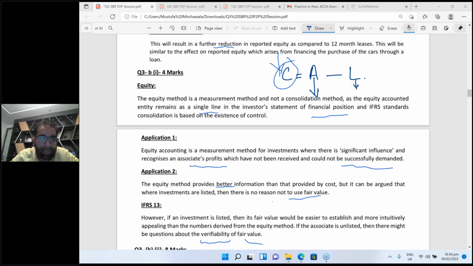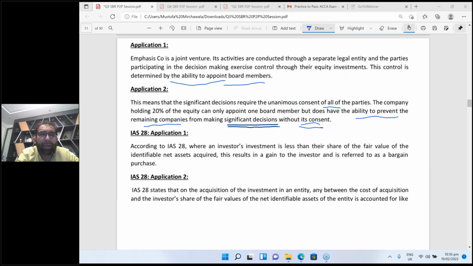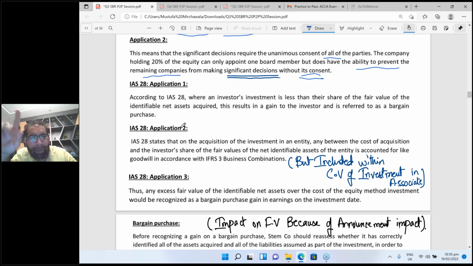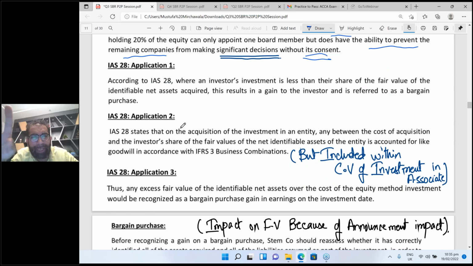So now this is the thing. First of all, according to IAS 28, don't worry about that gain on bargain purchase, I've already explained it in detail. According to IAS 28, where an investor's investment is less than its share of the fair value of the identifiable net assets acquired, this results in a gain to the investor and is referred to as gain on bargain purchase. We just paid 150,000. In return we get a net asset share with a fair value of 188. So we got more share but paid less, so it's a gain. Common sense gain.